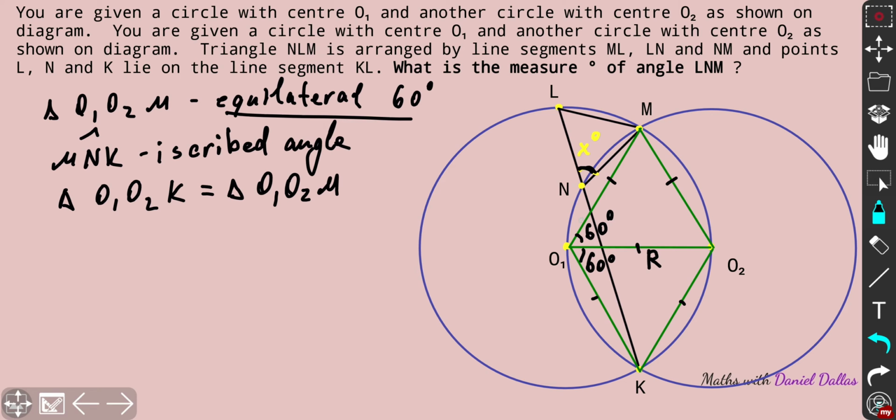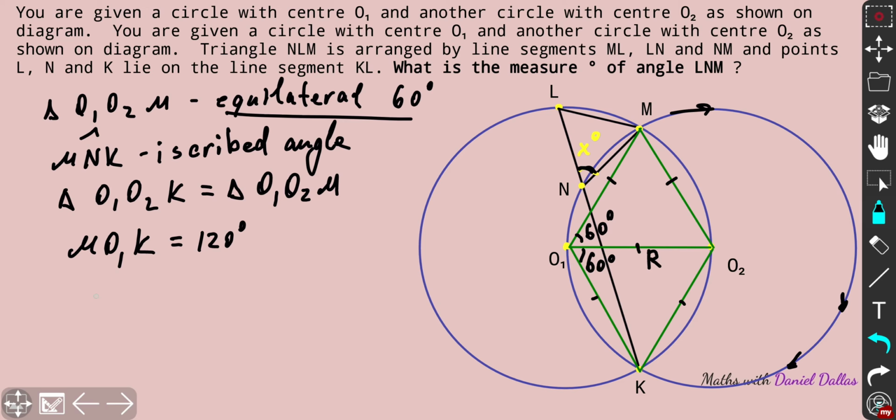And that's why in total, let's consider angle M O1 K. It will have the measure 120, right? And it's also supported, or based, on two points, M and K, or on the arc MK, the major arc. So this is the major arc here, okay?